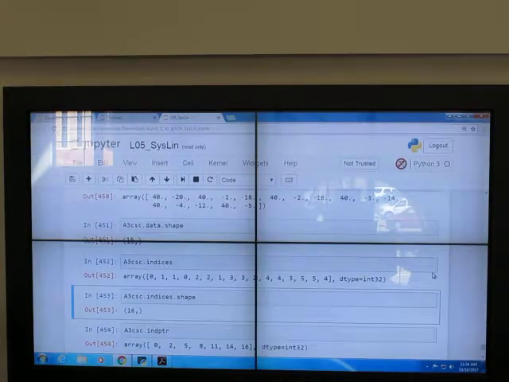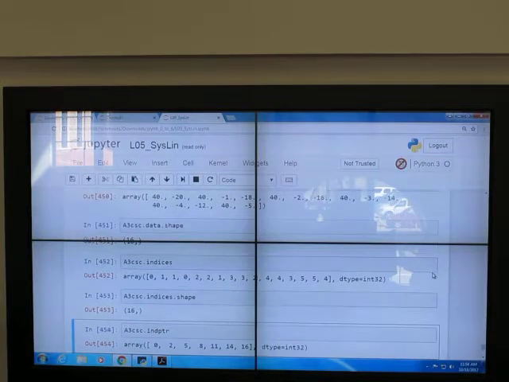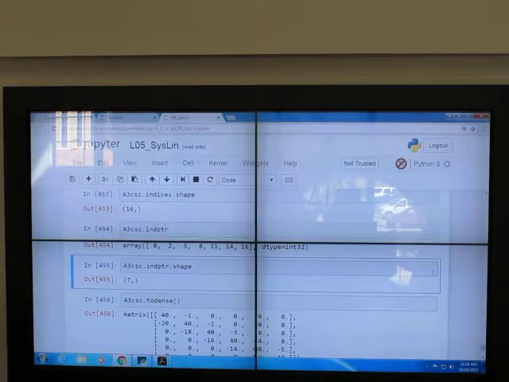Shape is 16, so 16 by 16. Data has shape of 16. Index pointer shape has just 7. 1, 2, 3, 4, 5, 6, 7.